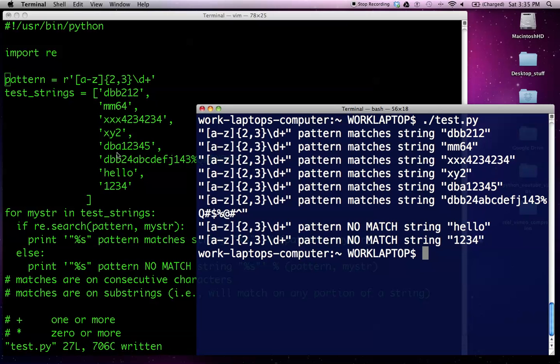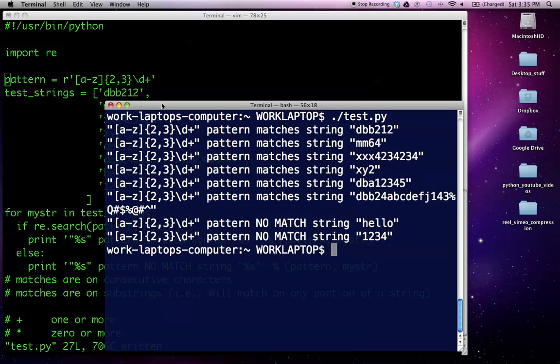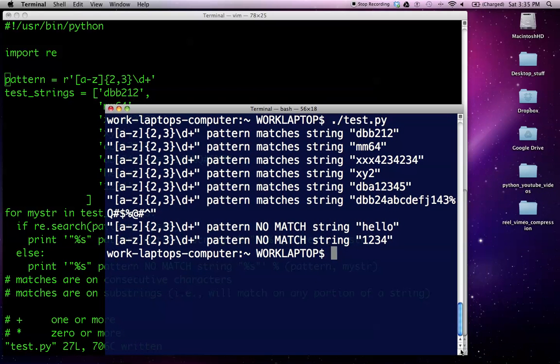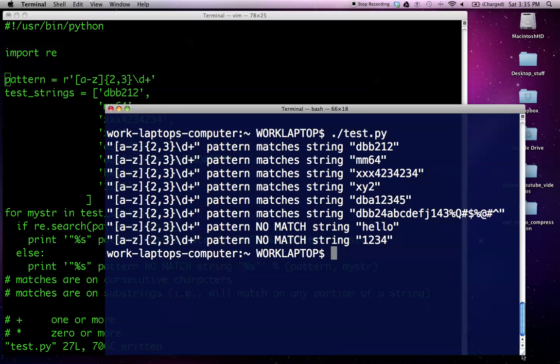Let's see. This pattern, 2 to 3 letters and 1 or more digits, matches DBB2 and 2. Good. Matches MM64. Yes. Matches, matches, matches. Okay. Doesn't match hello. Doesn't match 1, 2, 3, 4. But does match this crazy nutty string. And why does this crazy nutty string match? Because look at the beginning of it. DBB24. In fact, it matches once with DBB24. And then later it matches again. ABCDEFJ143. Of course, it's only going to match once. It's not designed, we haven't asked it to match more than one. But look, there's a match as well.